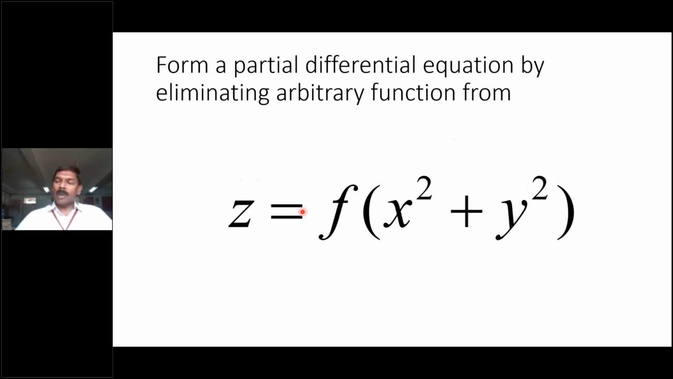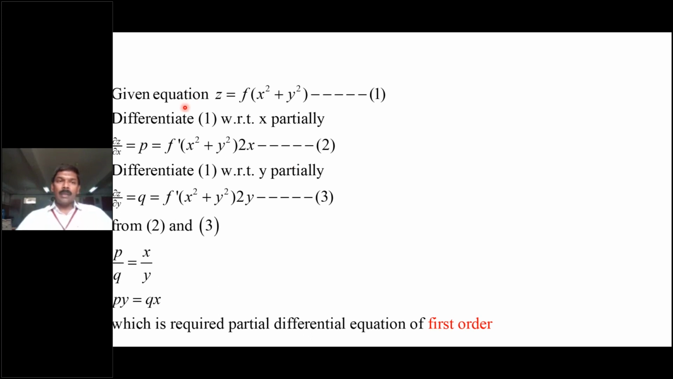Now we'll see formation by eliminating arbitrary function or functions. In this example, we have an equation z equal to f of x square plus y square, with one function. Now let us see the solution for the problem. The given equation is z equal to f of x square plus y square.